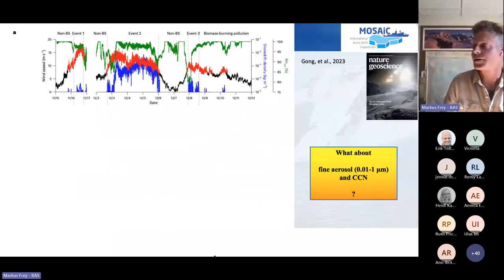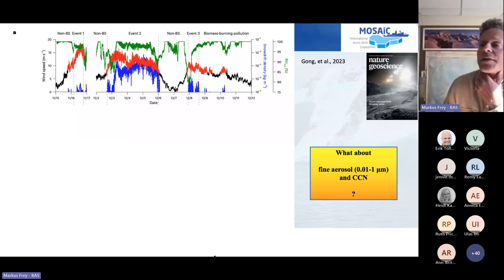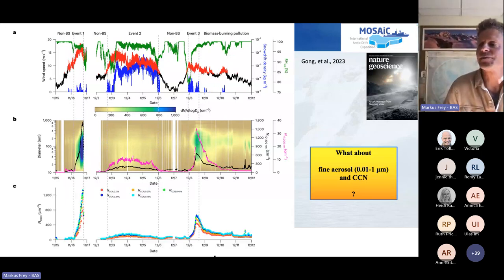Moving on now to the fine aerosol, and this is more in detail now, the Gong et al. paper. Again, here, a closer look at three events from November and December 2019. Strong winds above the threshold, depicted here in the red line. Relative humidity above ice dropping below 100%, and snow particles observed in the air. We look now at the fine aerosol, that's total number concentration in the range between 10 and 300 nanometers. Fine aerosol, here the black line, shows increases above the background during the blowing snow events.